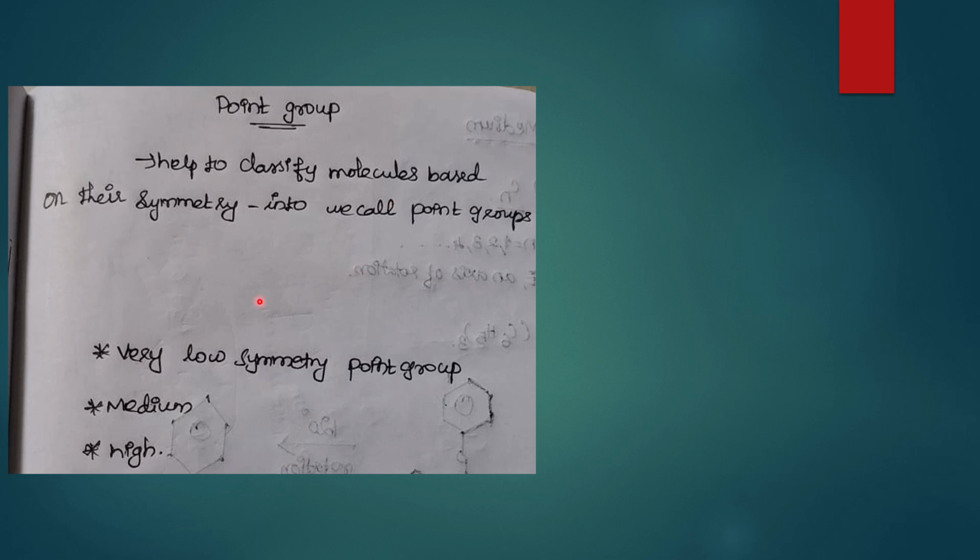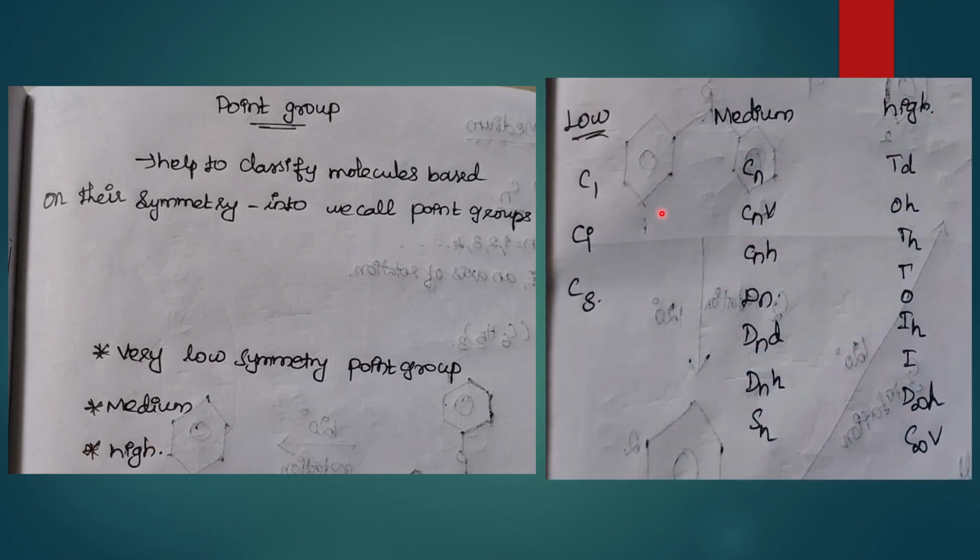The point group has three types: low symmetry point group, medium symmetry point group, and high symmetry point group. For the low symmetry point group, we have the point group terms C1, Ci, Cs. For the medium symmetry point group: Cn, Cnv, Cnh, Dn, Dnv, Dnh, S2n. For high: Td, Oh, Th, T, Ih, I, D infinity h, C infinity v. Based upon this symmetry, the molecule is classified into a point group. So the point group has three types: low, medium, and high.